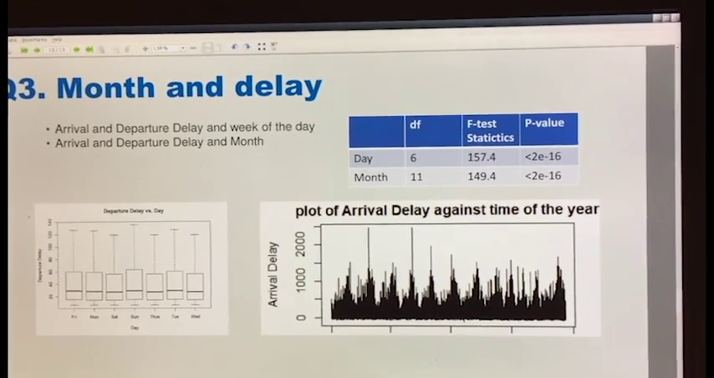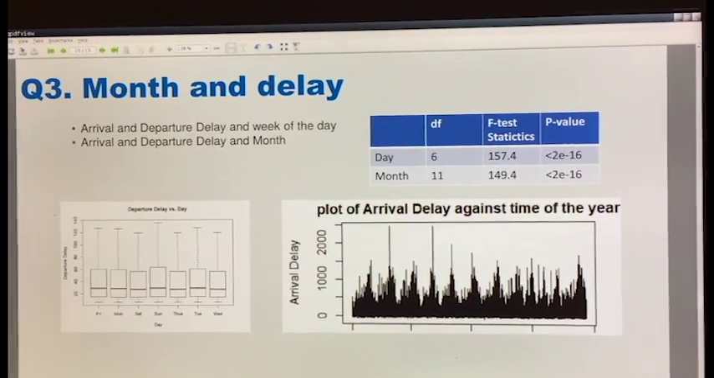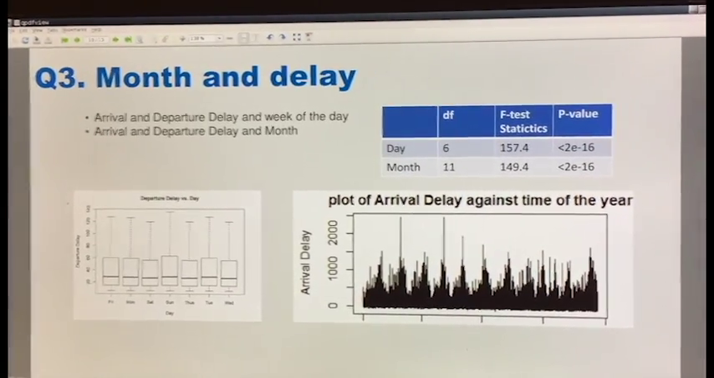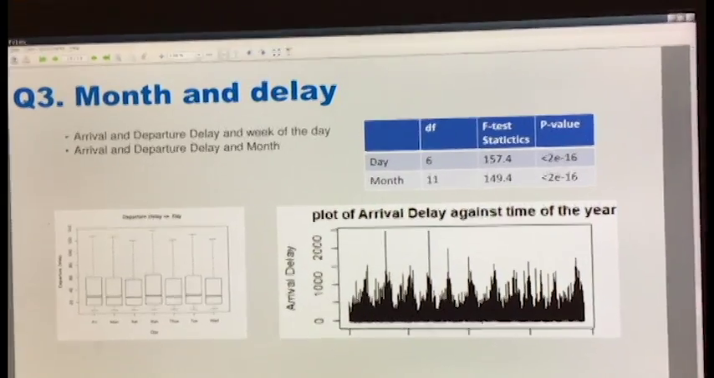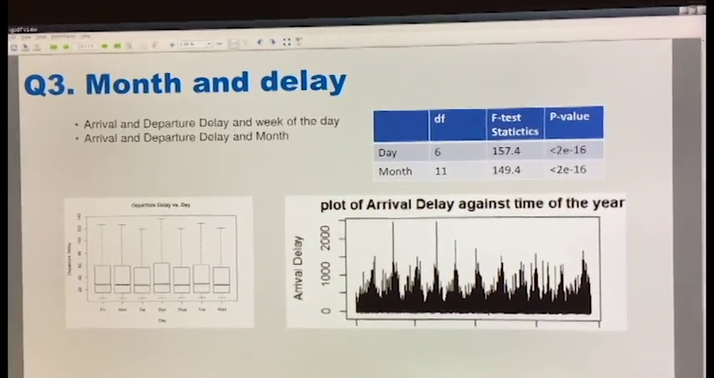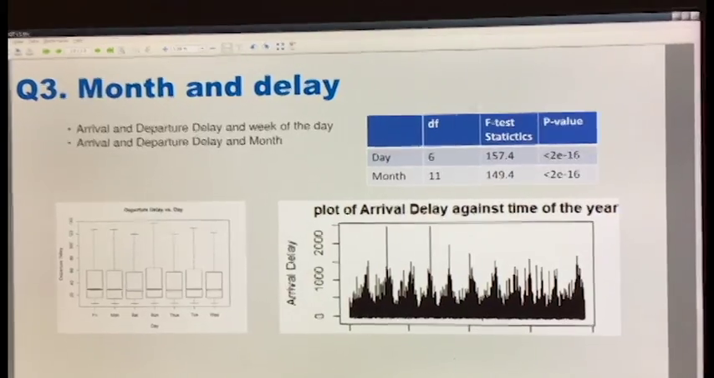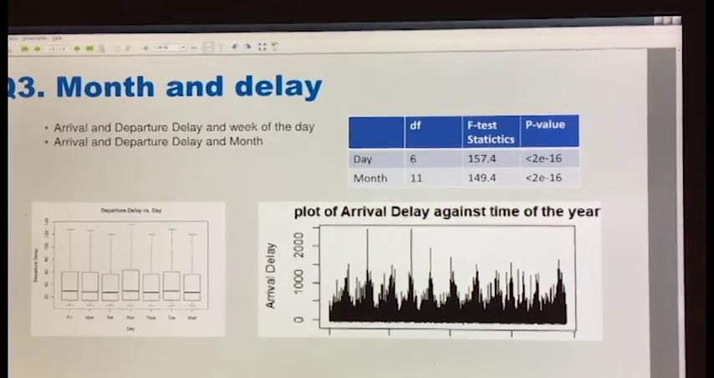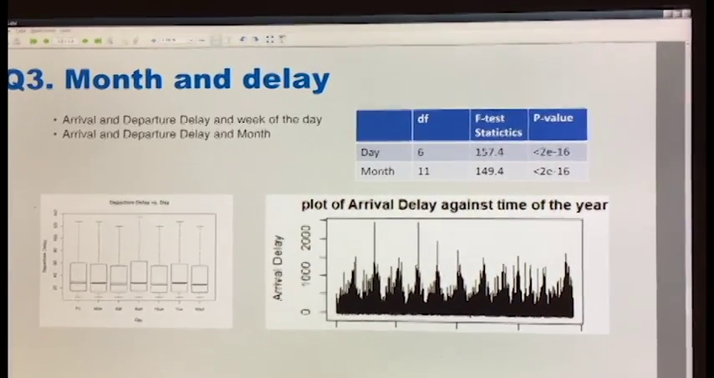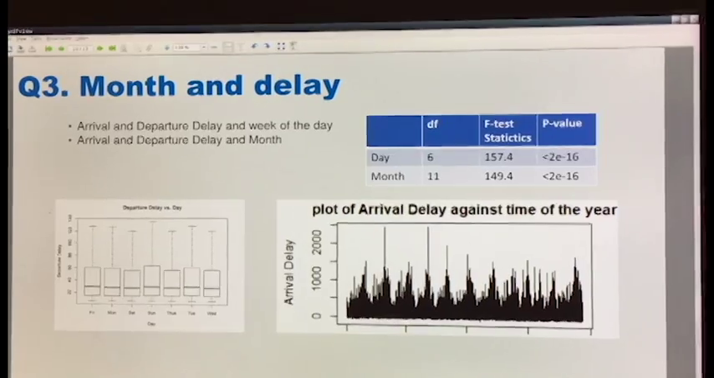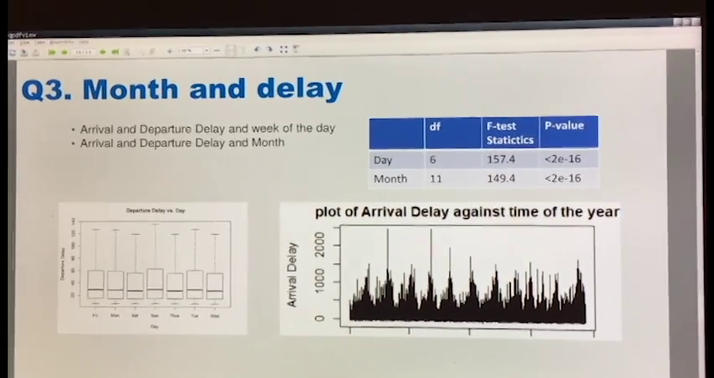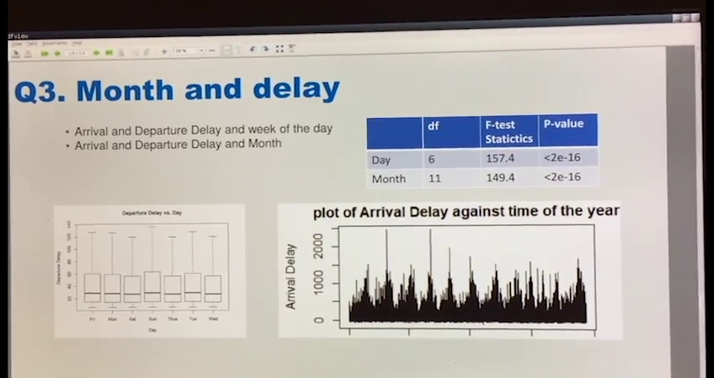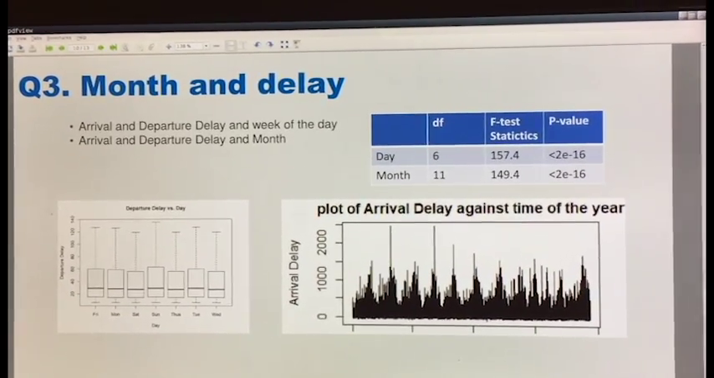And then we performed an ANOVA test to see if the day of the week and the departure delay are actually independent, and same with the month and arrival delay. All the p-values suggest they are significant, not independent, which means they are actually dependent.